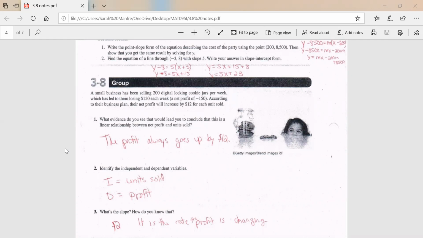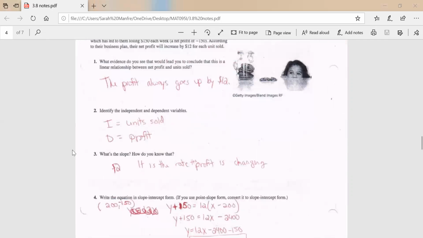So question 1, what evidence do you see that would lead you to conclude that this is a linear relationship between net profit and units sold? Well, the net profit is always going to go up by $12, so right there, that's saying it's linear because it's always going up by the same amount. Number 2, what are the independent and dependent variables? The independent is the number of units sold. Dependent is going to be their profit.